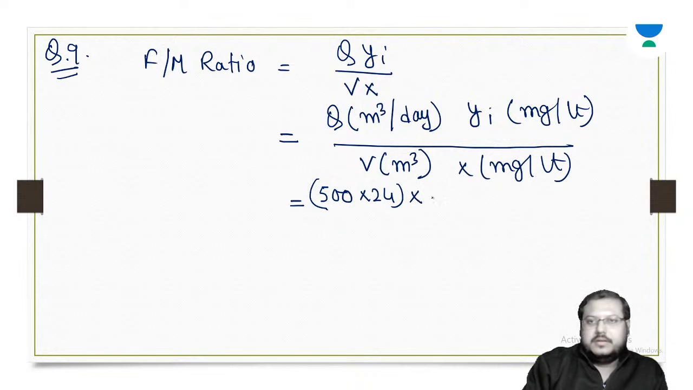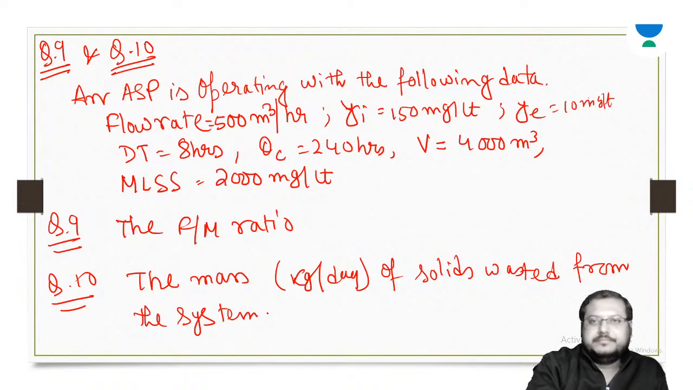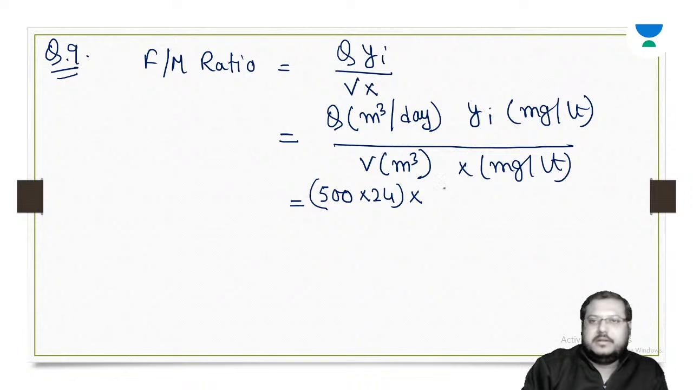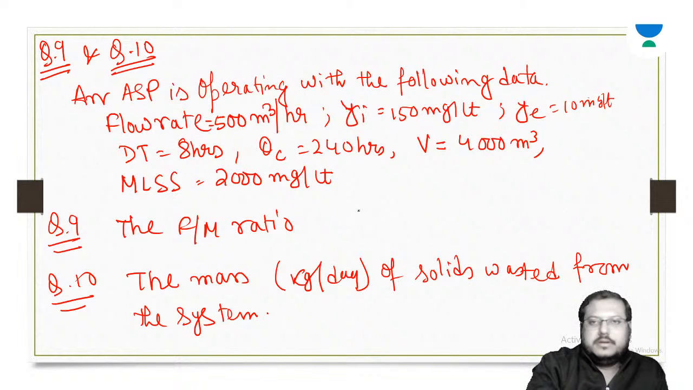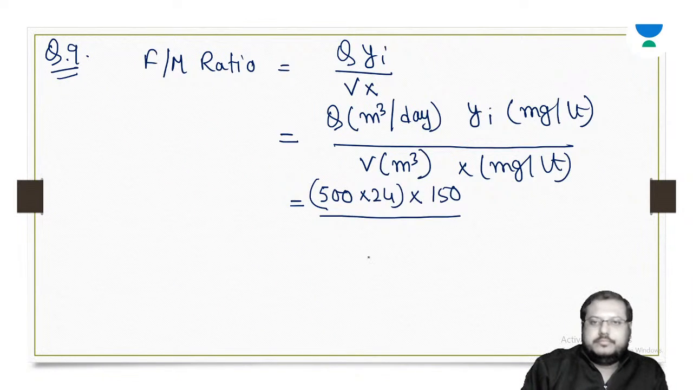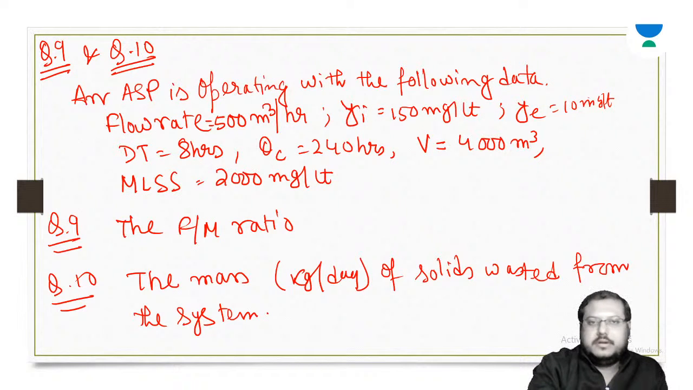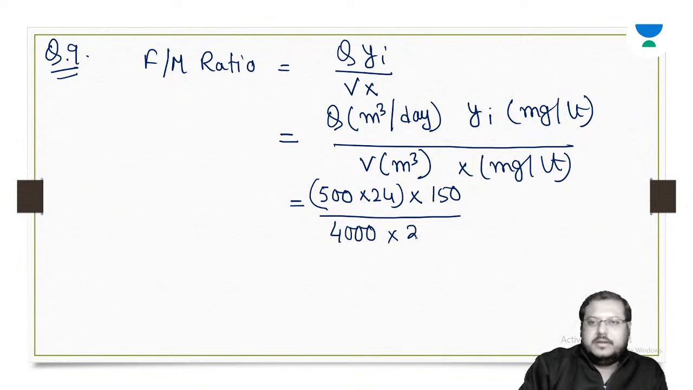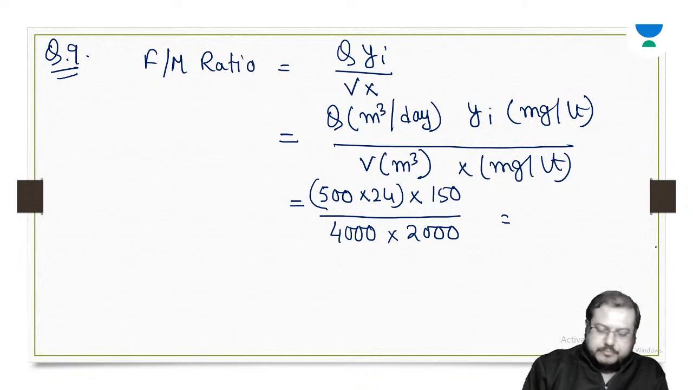Understood? Then Yi given as 150 milligram per liter. So 150 by volume given as 4000 meter cube, and X given as 2000 milligram per liter. From here you will get the value as 0.225 day inverse.